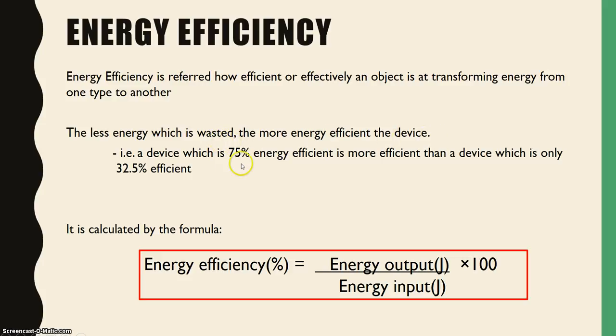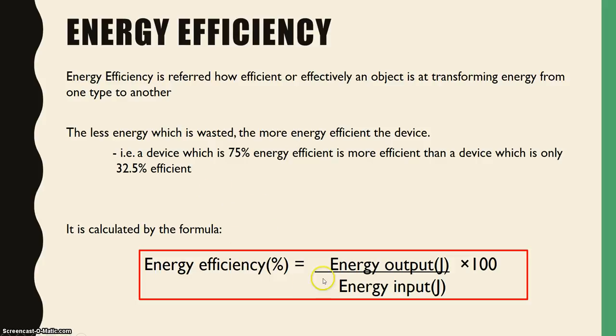So for example, if a device is 75% energy efficient, it'll be more efficient than a device which is only 32.5% efficient. So this 75% efficient device means that a quarter, or 25%, of the energy will not be transformed into the energy that we want, and 25% will be lost elsewhere.